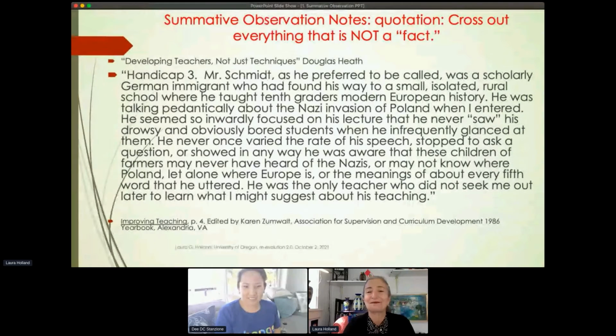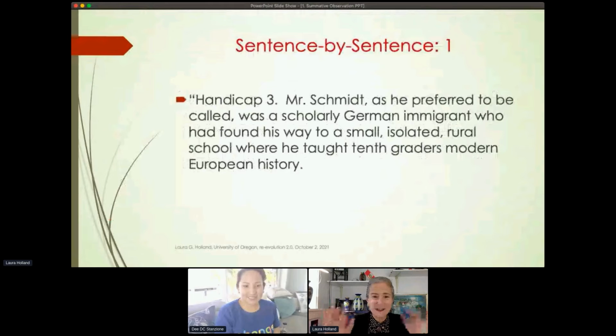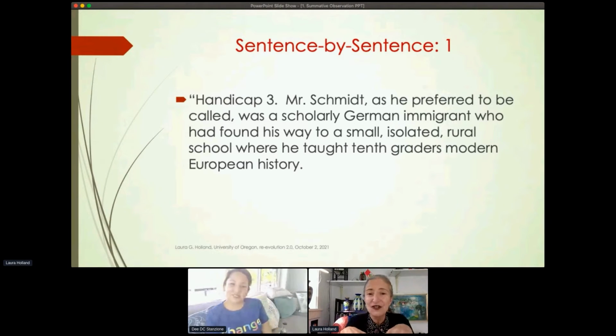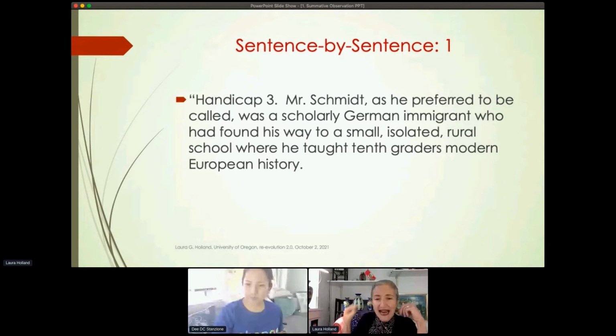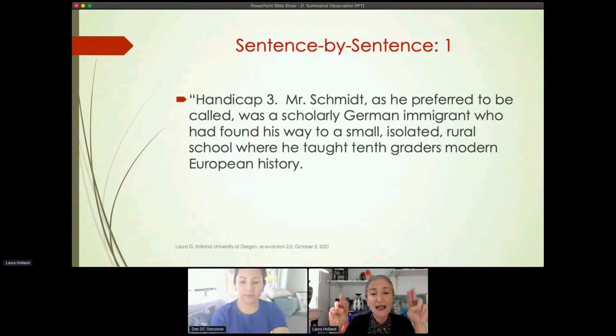All right, so that's a lot. It's a dense paragraph. We're going to break it down now, sentence by sentence. And what I want you to do is you can either unmute yourself and call out an answer, or you can type it in the chat. What we're going to do is take out anything that is not a fact.